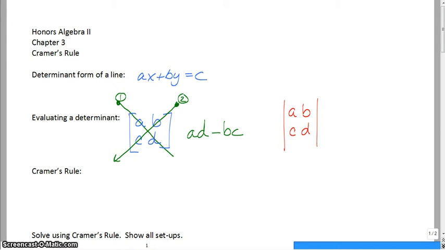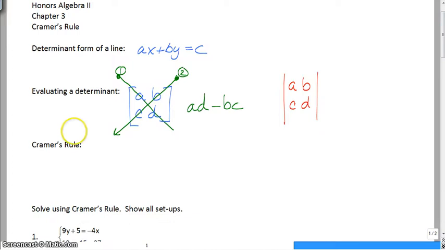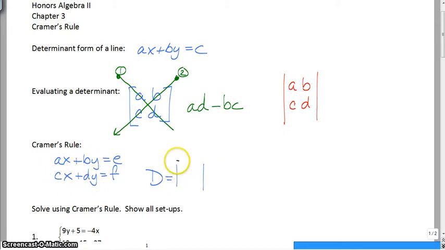Okay? Now Cramer's rule. When we solve a system with Cramer's rule, we take two of our equations and we have to make sure that they are in standard form. And what you do is find three determinants. The first one we call D because it's going to end up being your denominator. For that we use our A, B, C, and D, our leading coefficients. Now this is just the notes of how to do it. We're not doing it yet.